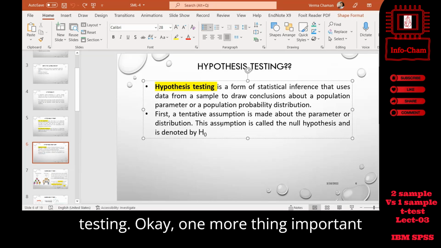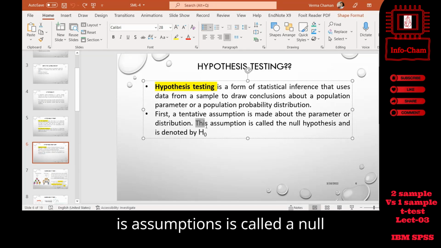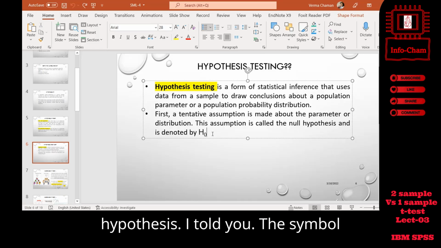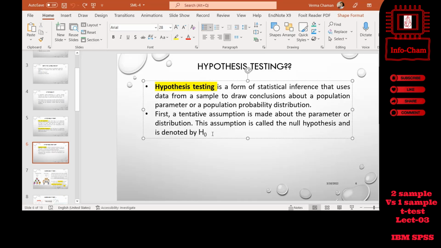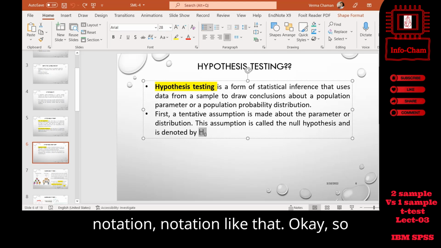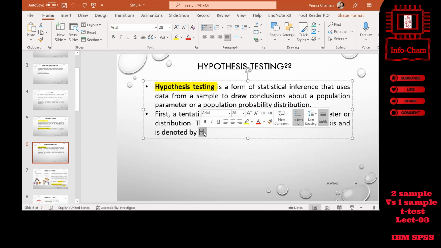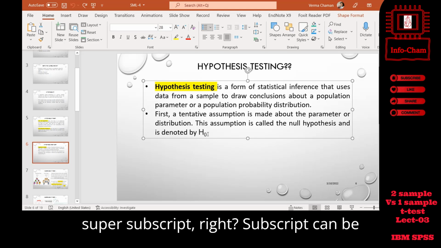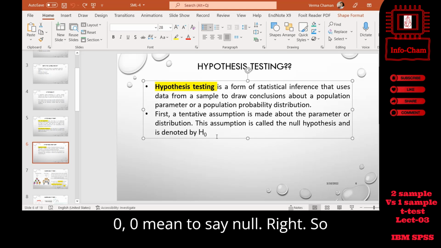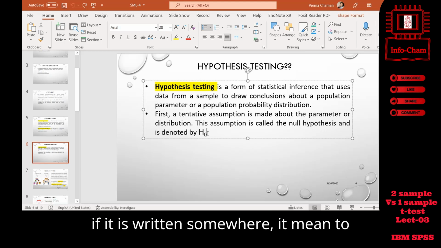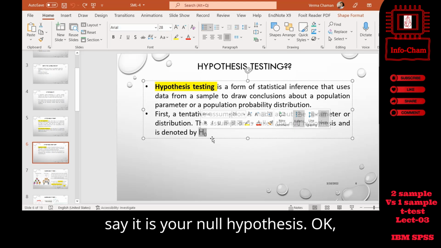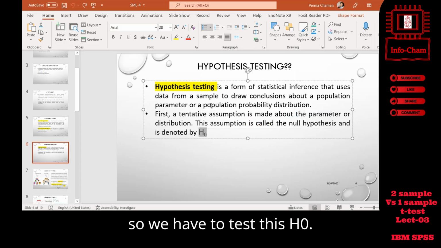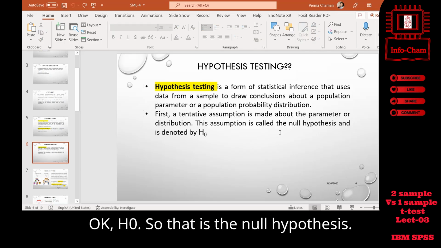One more important thing: the assumption is called the null hypothesis. I told you the notation, I will call it like that: H, and in the foot you can see a subscript, right? The subscript can be zero. Zero means null, right? So if it is written somewhere, it means it is your null hypothesis. We have to test this H0, the null hypothesis.